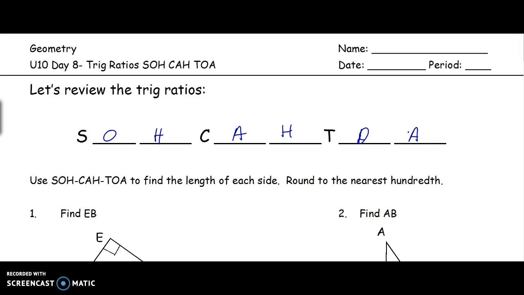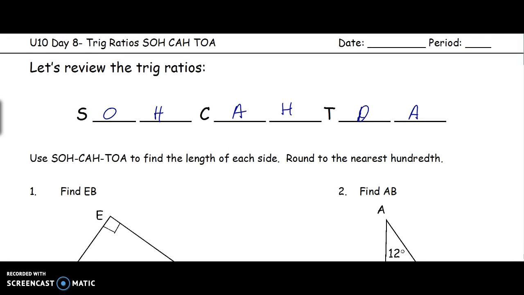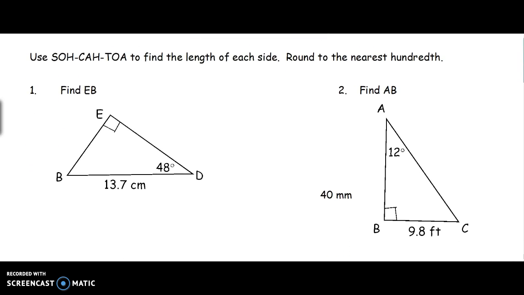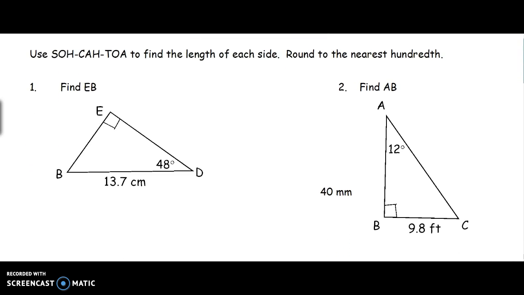We're going to use this again today, and this is kind of a review of what we've done before to solve for a missing side. So it says round each answer to the nearest hundredth. So here we have, cross off that 40 millimeters, it's going to be moved down.